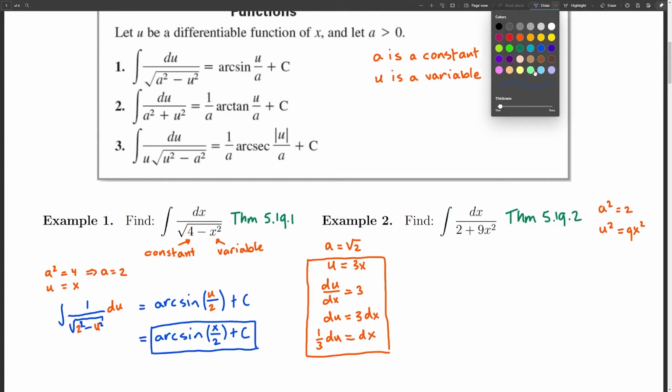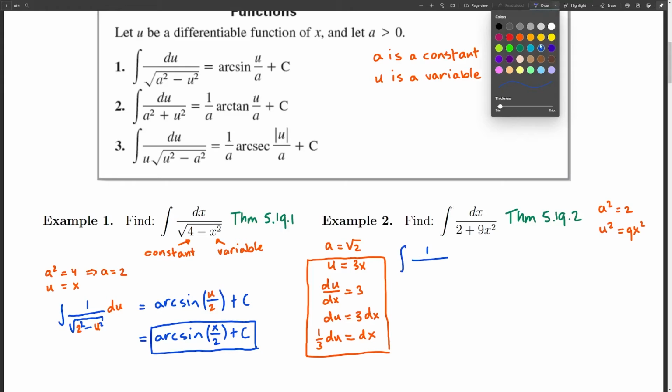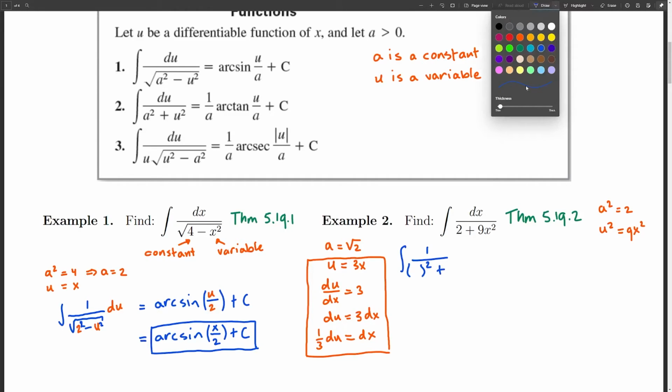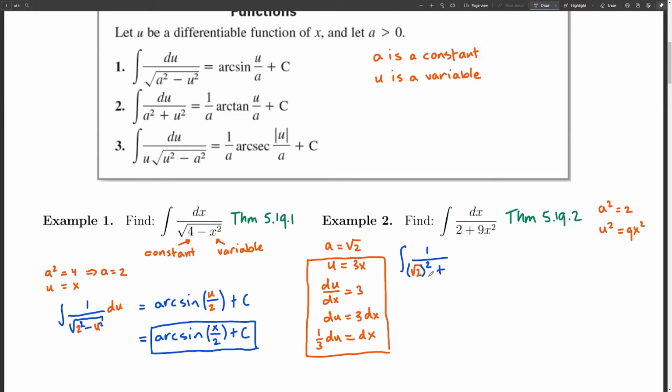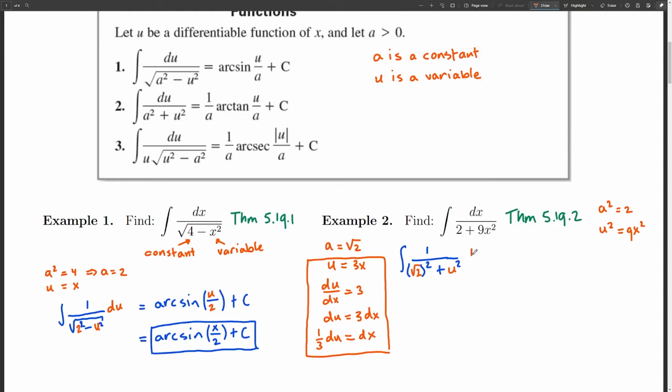And so what does our integral turn into? It's the integral of 1 over the square root of 2 squared plus u squared. That's my denominator. And then I have my dx, which I can put behind at the end. That is 1/3 du. When I take a look at that integral, I can take the 1/3 outside. That's a constant multiple. And then I have 1 over square root of 2 squared plus u squared du.